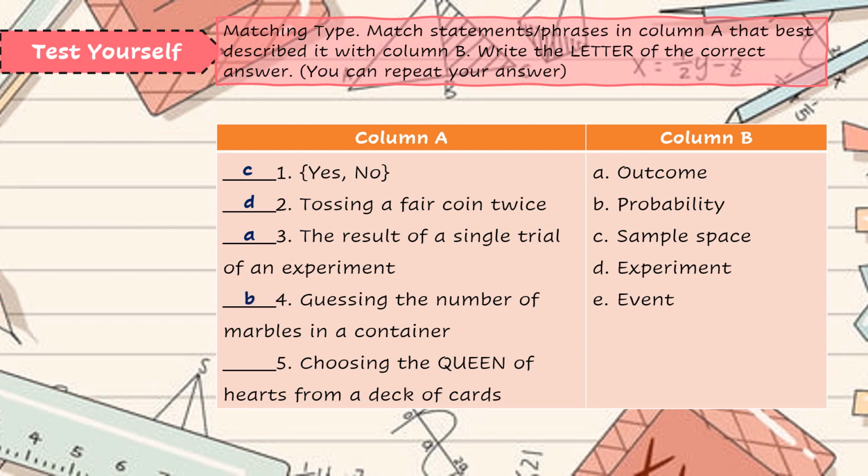And for number 4, guessing the number of marbles in a container. This describe a probability. And lastly, choosing the Queen of Hearts from a deck of cards. Meron na namang condition. This is an experiment. Sorry, an event or letter E.